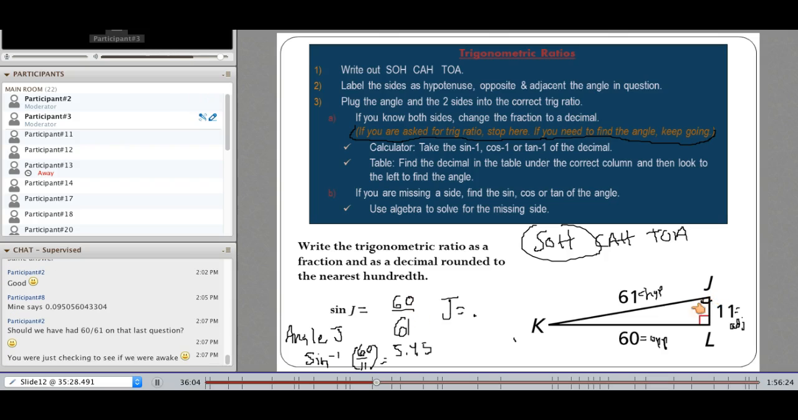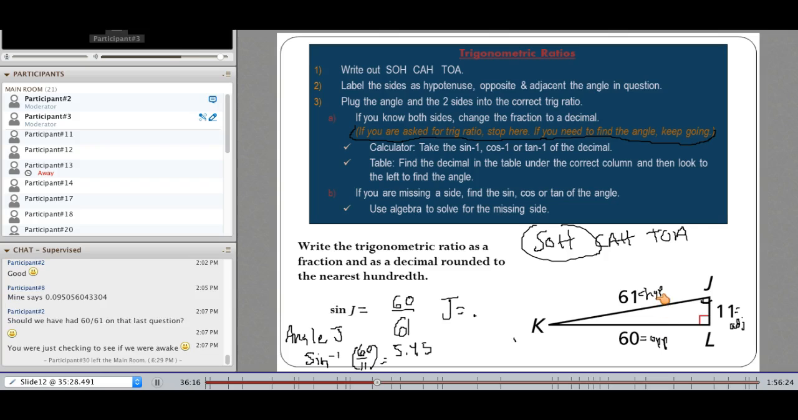Okay, here is angle J. Here's the opposite side. Yeah, exactly. I was just checking to see if you were awake. All of us teachers, we make mistakes too, see? It's a good way to learn from our mistakes. So opposite over hypotenuse, 60/61. That's going to totally change our answer. 60/61 is our ratio. Let's get the correct decimal here so I don't leave you with an incorrect answer.